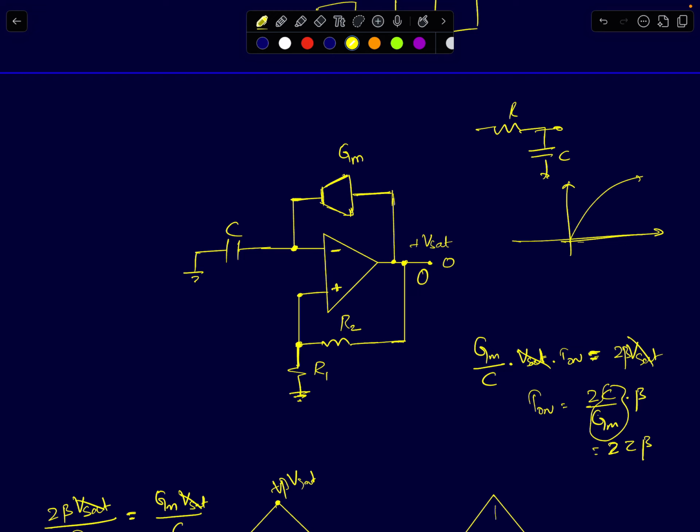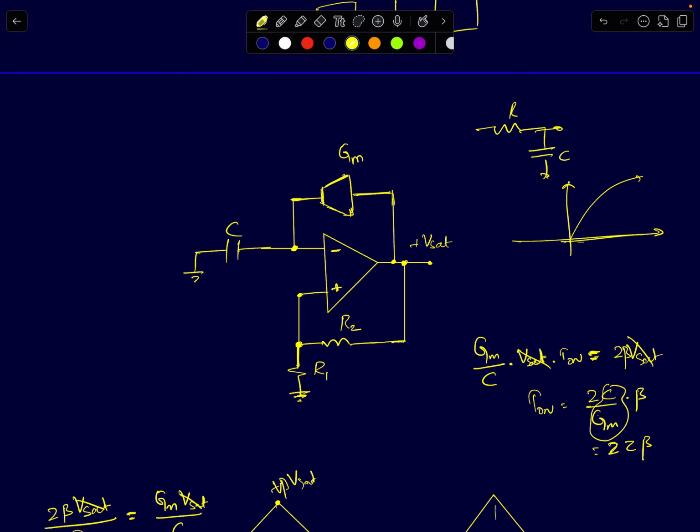Hi everyone. In the previous lecture, I showed a circuit called Astable multivibrator. An Astable multivibrator is a circuit which is used as a pulse generator whose output keeps oscillating between plus and minus Vsat between two states, and the average value will be equal to the DC operating point of the circuit, which turns out to be 0.